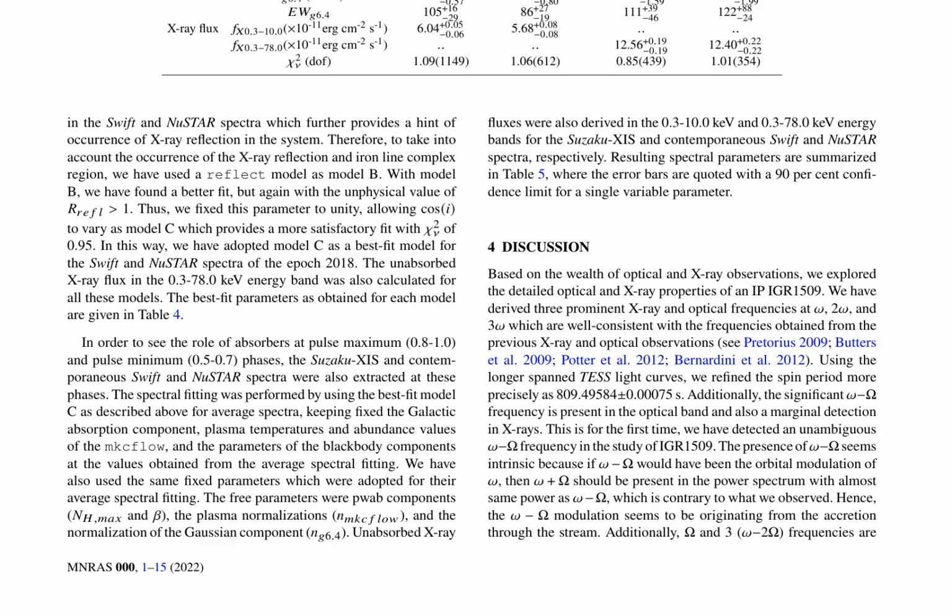The presence of an unambiguous beat frequency in the optical band, with a marginal detection in X-rays, suggests that this modulation seems intrinsic, originating from the accretion through the stream. The omega minus 2 omega... 3 omega and 2 omega frequencies are also detected in the power spectrum.